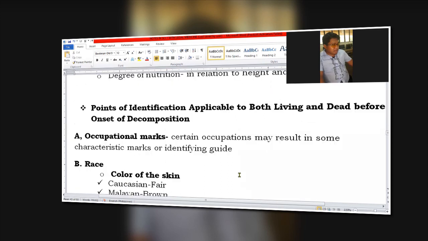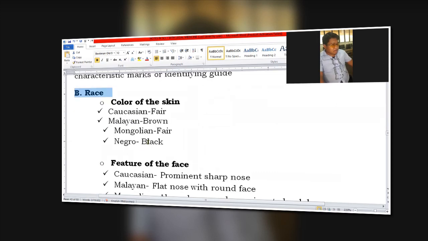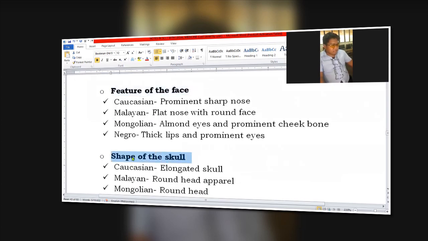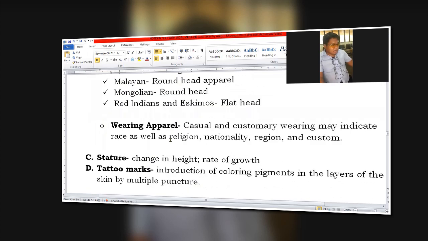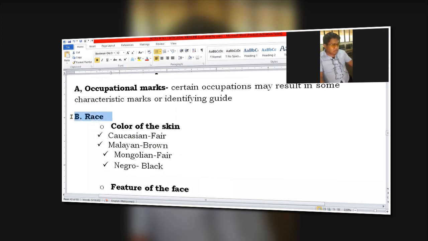Another, we can also identify a person, whether living or dead, through his race. Pag nakita mo yung color of the skin. So, when you're talking of race, we can consider the color of the skin. We can consider the feature of the face. We can consider the shape of the skull. And we can consider the wearing apparel. So these are the considerations when we are using race to determine a person or a dead person.